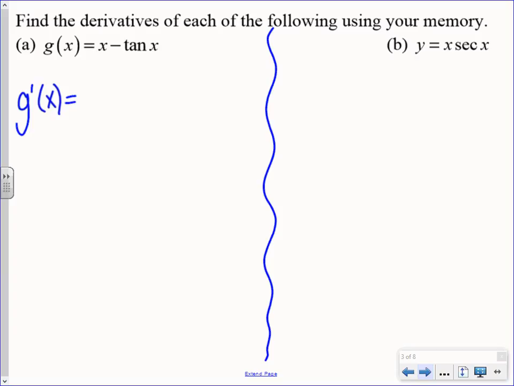That's supposed to be multiplication, right? No. The first one is just x minus tangent of x. Okay? What's the derivative of x? 1. Okay? Minus the derivative of tangent. Isaac, what is it? Secant squared x.